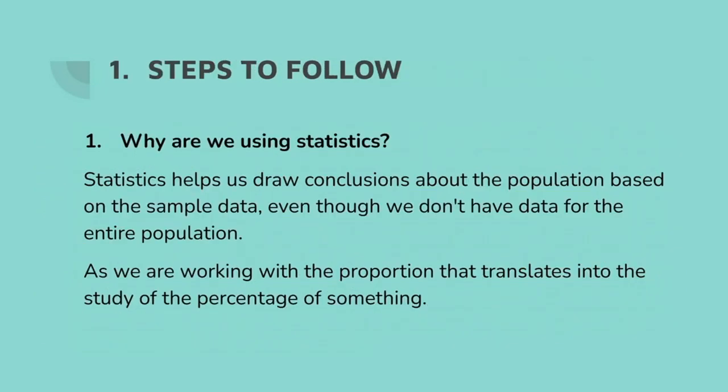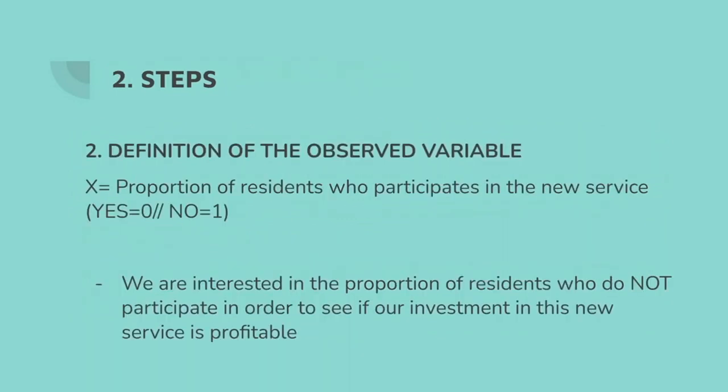But first, an introductory question. Why are we using statistics? We use statistics to draw conclusions about an entire population based on sample data, especially when it is not possible to collect data from everyone. In this case, we are interested in studying a proportion, specifically the percentage of residents who do not participate in social networks. The second step will be the definition of the observed variable.